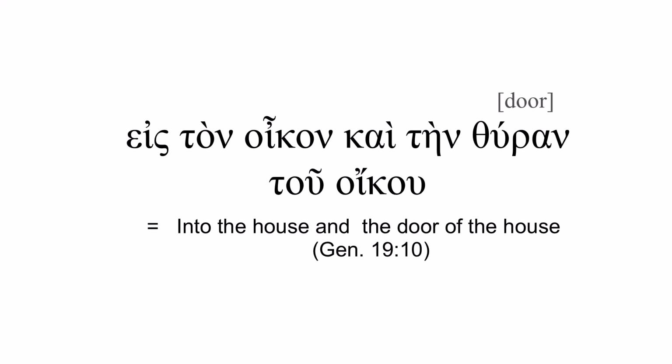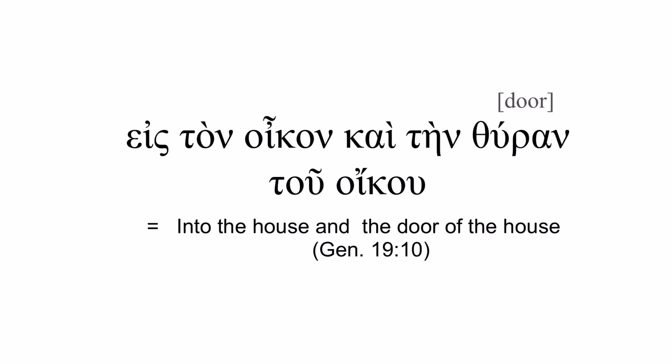And so you have the preposition eis, meaning into, and the definite article ton, and you have the noun oikon from the word oikos, meaning house, and you have the conjunction kai, meaning and, you have the definite article there, thuran meaning door, definite article there, oiku. And if you look at the word oiku, it's in the genitive singular, from the word oikos. And if you translate the word oiku, it's of house.